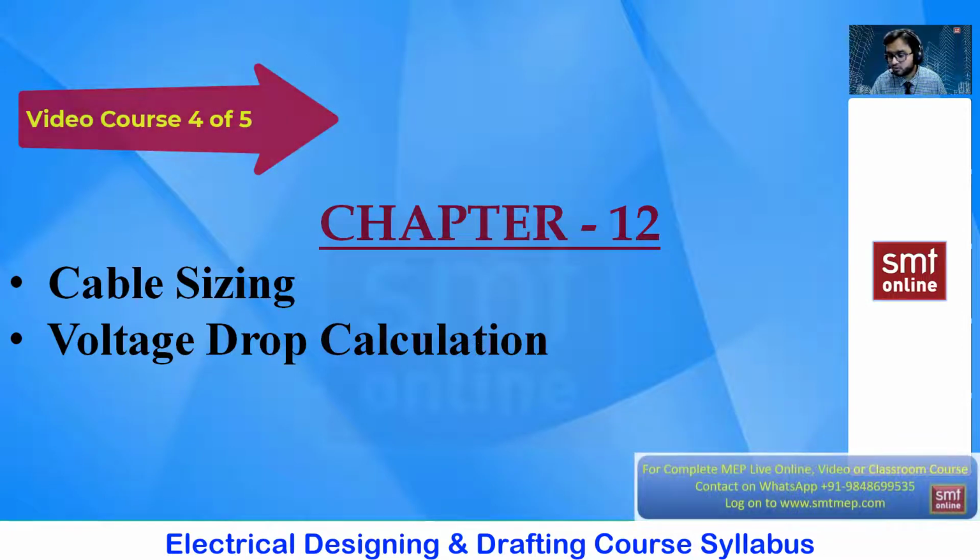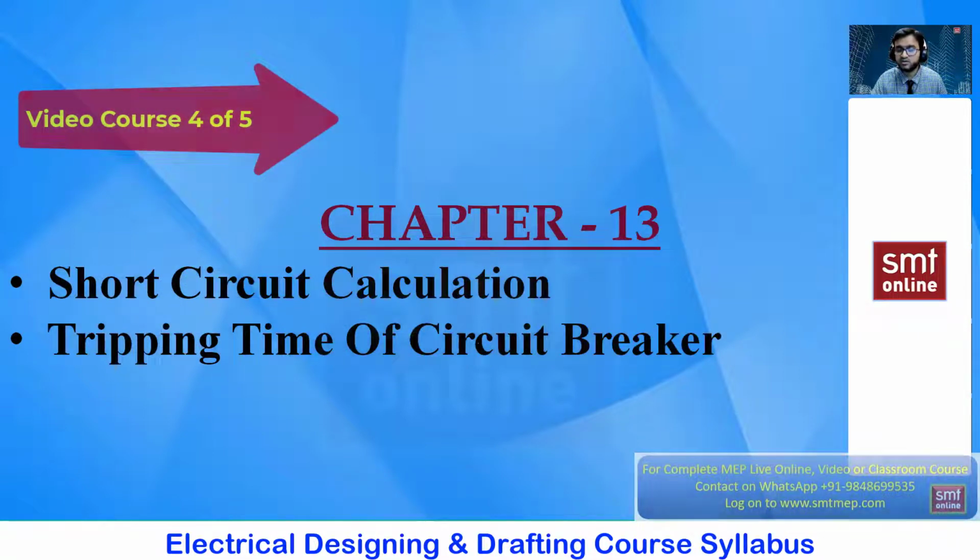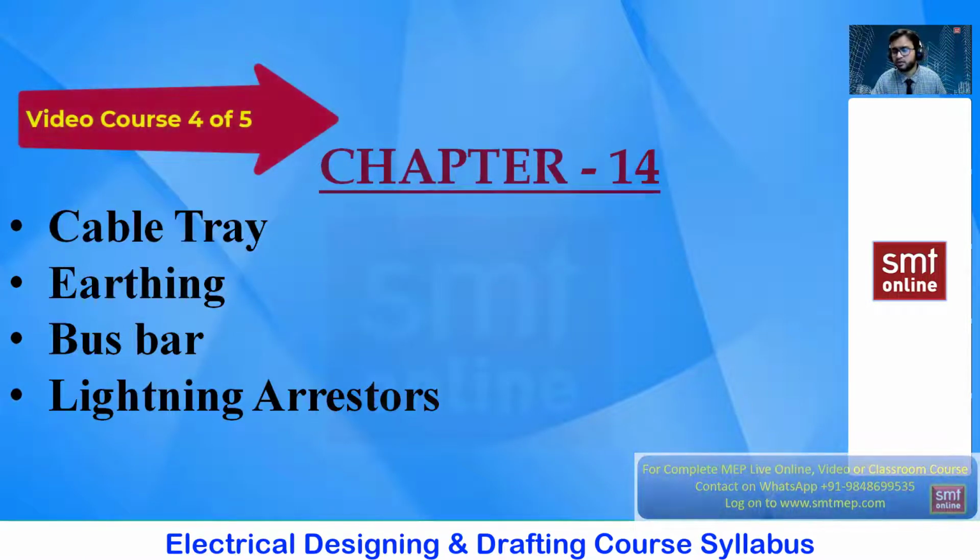So in order to propose a cable in a proper way, we need to perform the voltage drop calculation. We need to work with short circuit and tripping time. This is a very important and very lengthy calculation. Next, we have chapter 14. In this chapter 14, we are going to work with four topics: the cable tray, earthing, busbar, and lightning arrestor. All these four things we are going to work on in chapter 14.